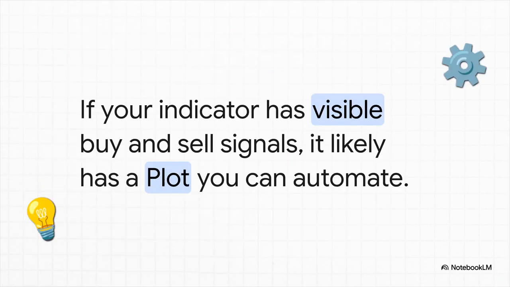And here's the best part. This is not some rare secret feature. If you can physically see buy and sell signals on your chart, I don't care if they're arrows, dots, whatever, the odds are incredibly high that your indicator has a plot that you can tap right into and automate.